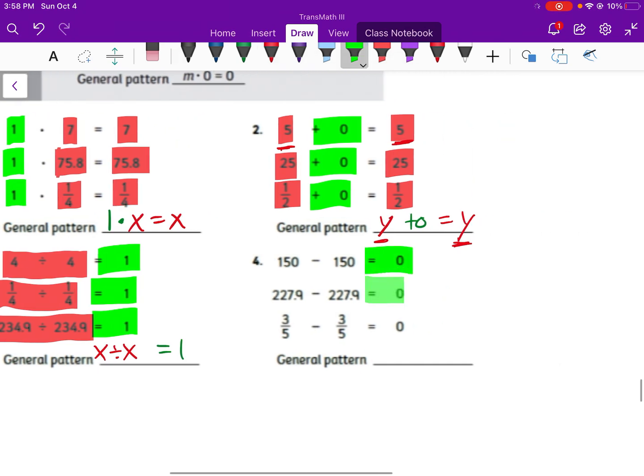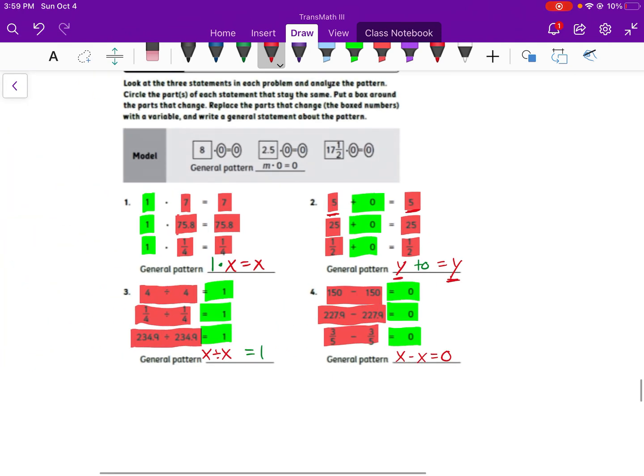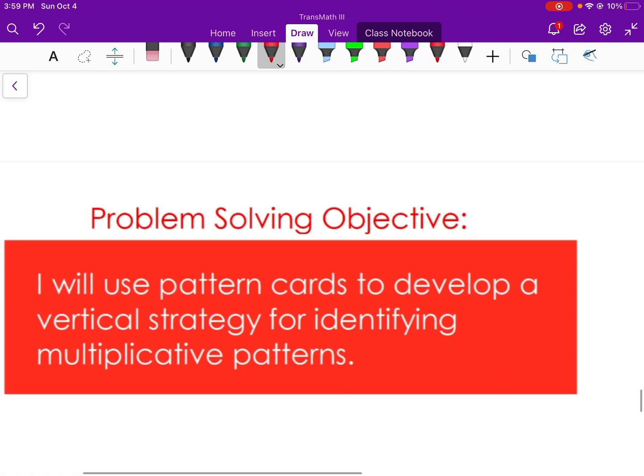Number 4 equals 0, equals 0, equals 0. Kind of the same idea as the last one, except now we are subtracting. So in this case, let's say x minus x equals 0. There's your apply skills for lesson 1.